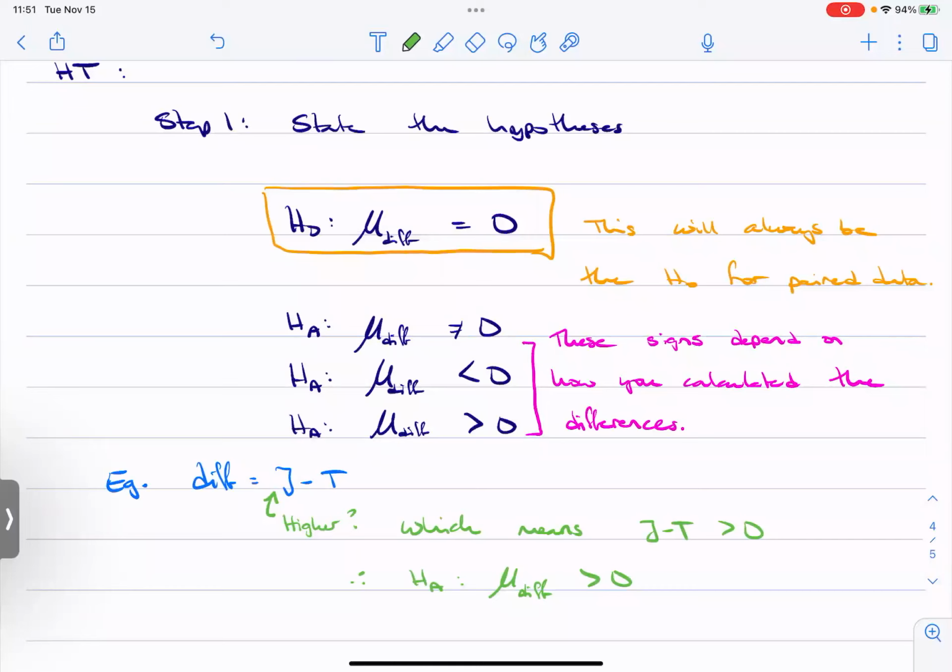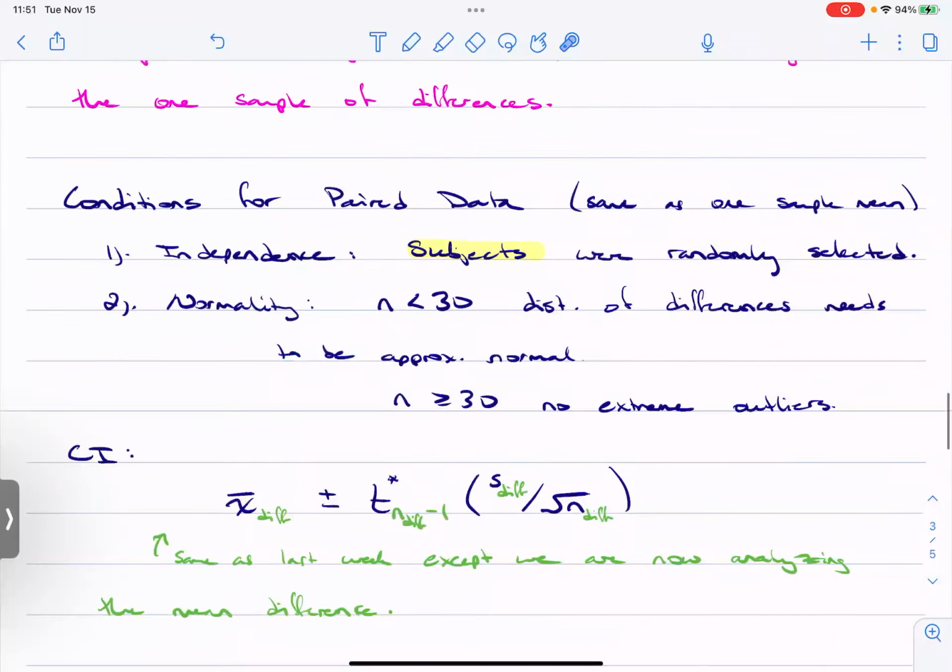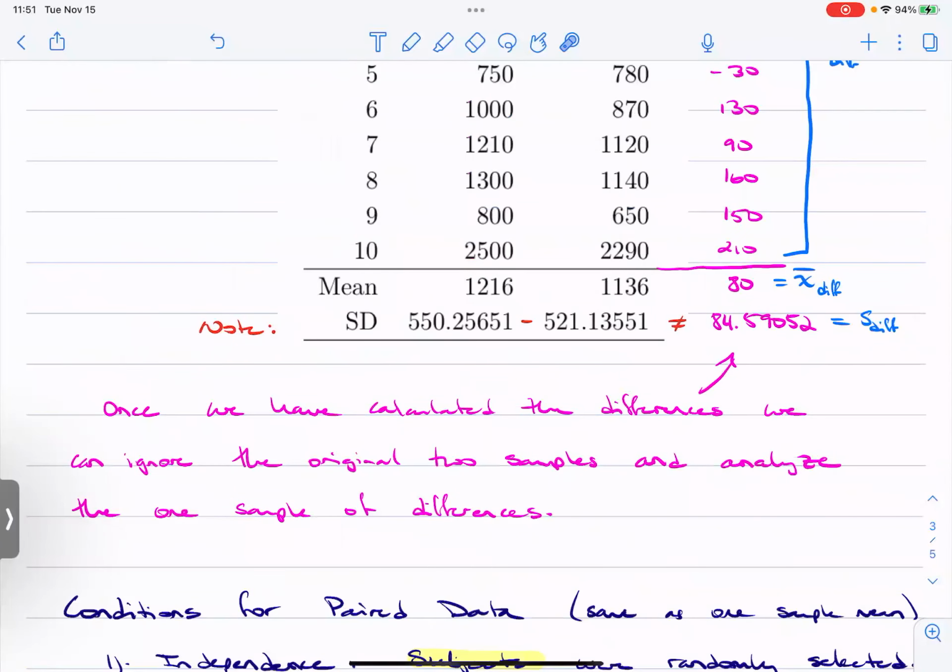One way that you can confirm that you got that right, because it's a little sticky, is easy. If you're doing a two-sided test, not equal to, I just want to know, is the difference significantly different from 0? But in this case, if I want to know if Jocko's estimates are higher, does that mean the difference is greater than 0?